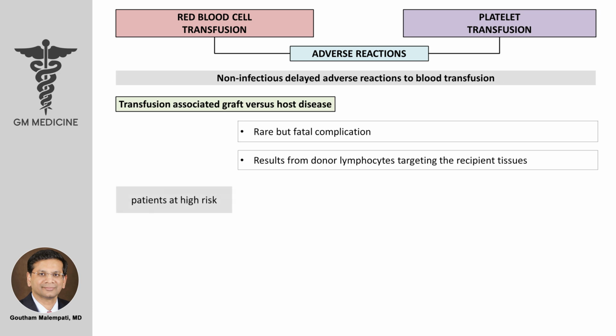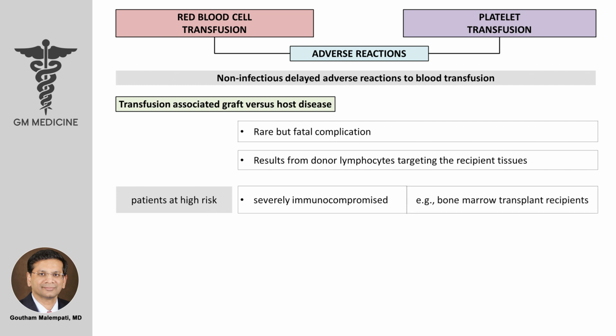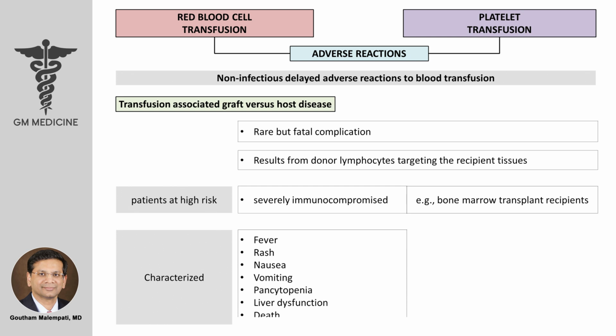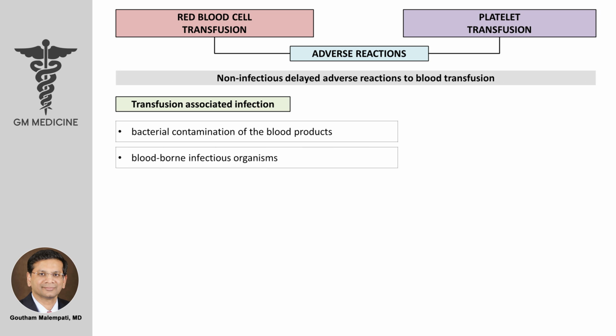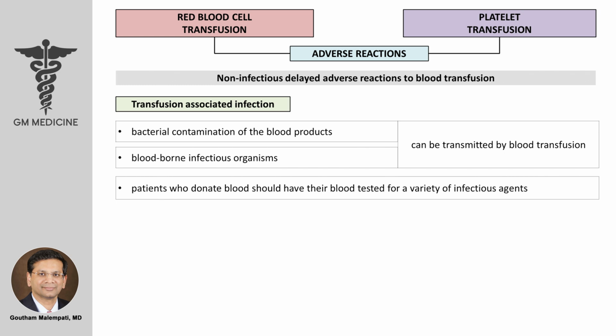Patients at high risk for transfusion-associated graft versus host disease are typically severely immunocompromised, for example bone marrow transplant recipients. It is characterized by fever, rash, nausea, vomiting, pancytopenia, liver dysfunction, and death. It usually occurs 5 to 10 days after transfusion. Transfusion-associated infection. Aside from bacterial contamination of the blood products, blood-borne infectious organisms can be transmitted by blood transfusion. Patients who donate blood have their blood tested for a variety of infectious agents.